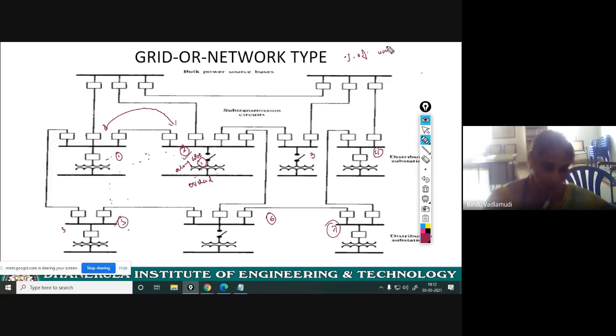We can achieve about 90% uninterrupted supply by using this grid or network type of arrangement. That is the advantage of this grid or network type. What are the limitations of this type of method? What have you observed? What are the limitations?